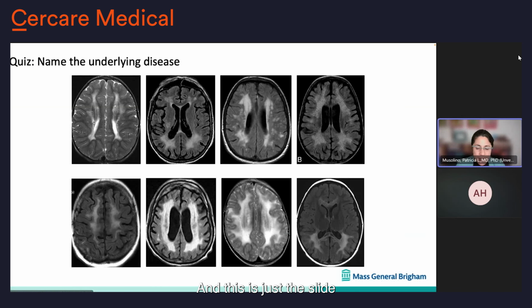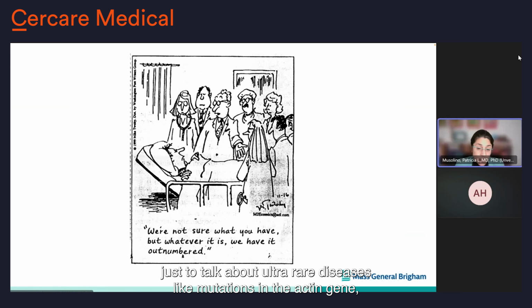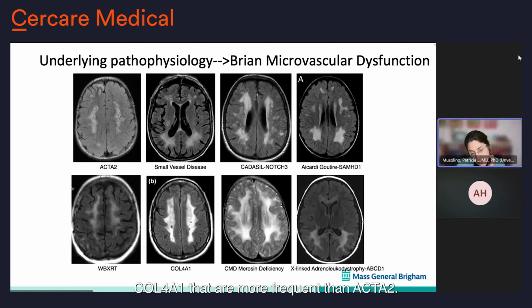And this is just a slide that I will come back to in the presentation, to talk about ultra rare diseases like mutations in the actin gene ACTA2, which has only about 60 patients in the world, to things such as small vessel disease and Hall radiation. COL4A1 is a lot more frequent than ACTA2.